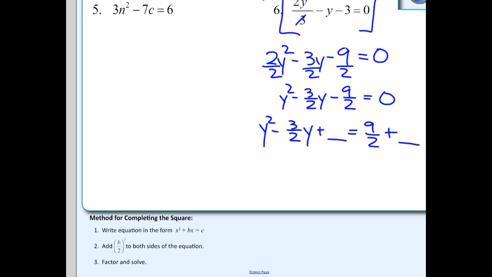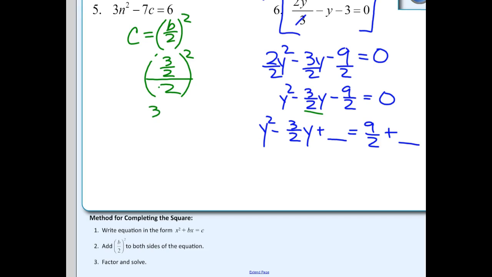Now, let's go over here and spend a little bit of time on trying to figure out how to find c. Remember, to complete the square, it's b over 2 squared. Well, when I look, b is actually a fraction. See it right there? So it's going to be 3 over 2 divided by 2 squared. Okay, ladies and gentlemen, we're dividing by a fraction right here, which means I've got to multiply by the reciprocal. So now I've got 3 over 4 squared, which means this is going to be 9/16.